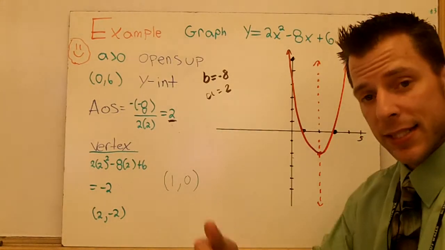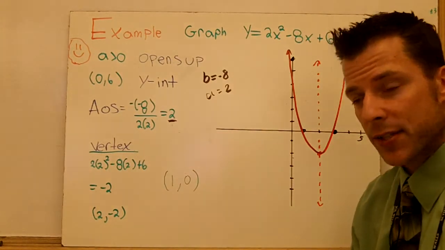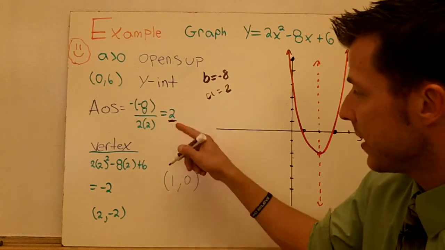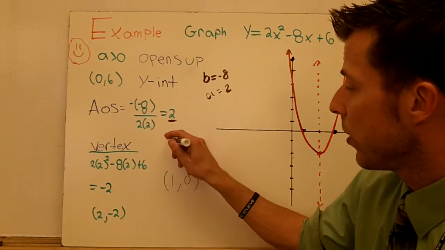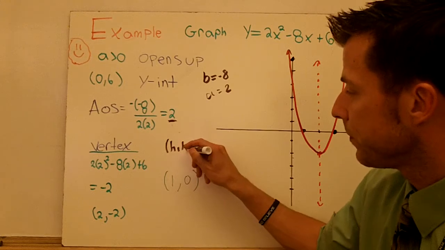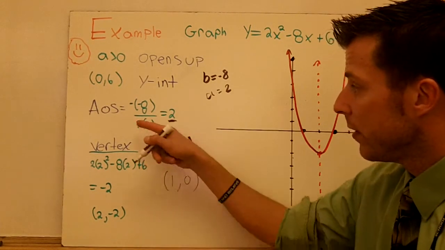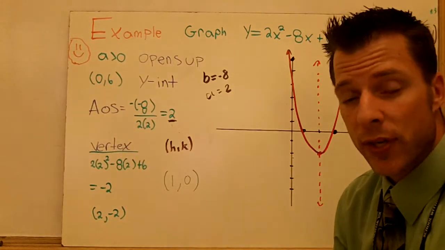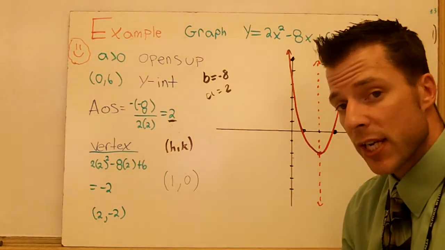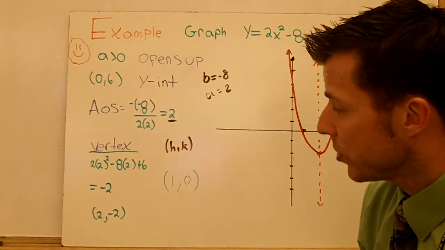Now, the axis of symmetry always goes through the vertex. The vertex has a coordinate. We're going to learn they're called h and k. But the vertex has the x coordinate that's equal to the axis of symmetry, and that's always the case. The vertex will always go through the axis of symmetry.